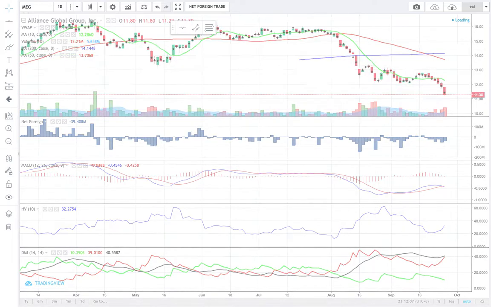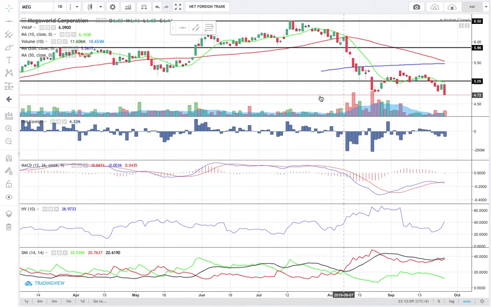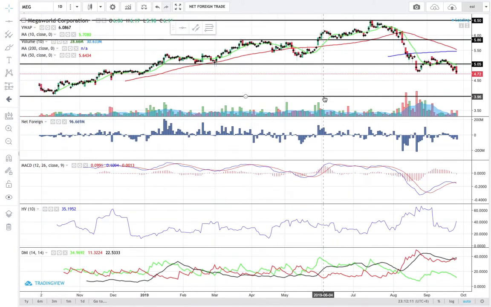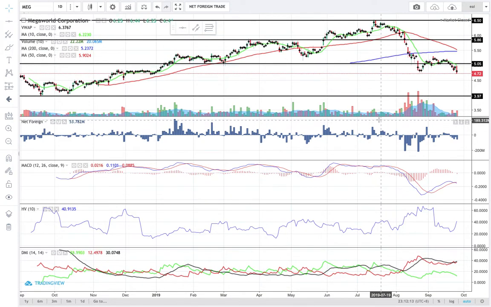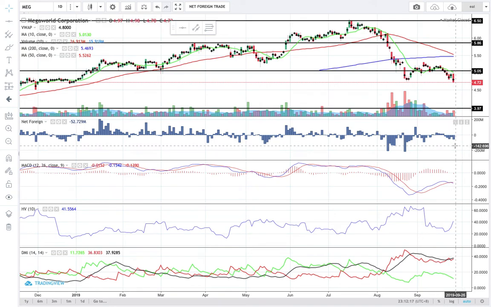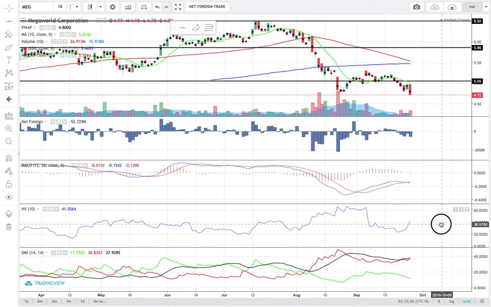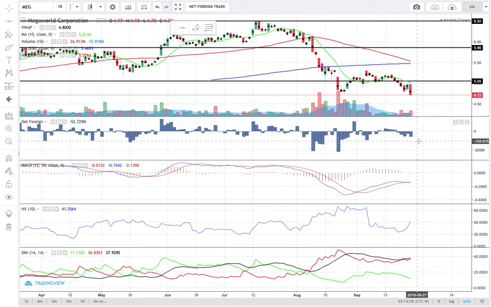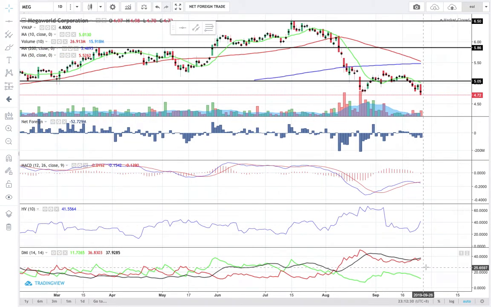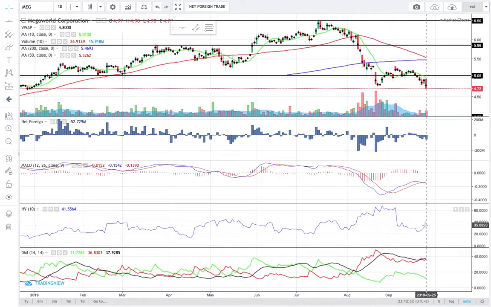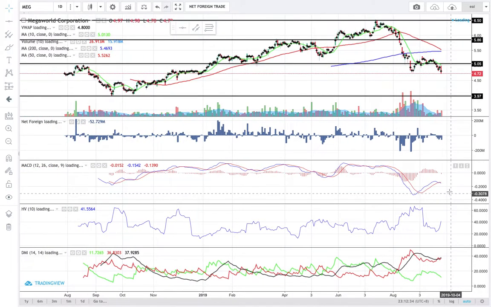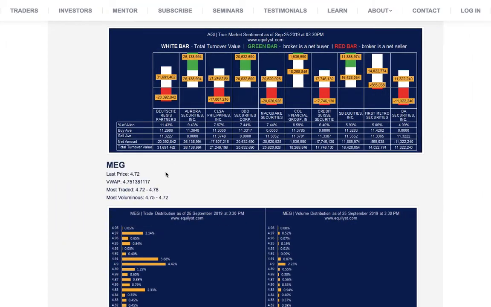Next, we got Mega World. It closed today at 4.72. Support is at 4 pesos per share. Resistance is at 5. Foreign investors registered net foreign selling worth 52.73 million pesos. The 10 SMACD combo is invalid. Risk level is low. The downtrend is still very strong as confirmed by the DMI chart also. So it's more inclined to test the support at 4 pesos per share.